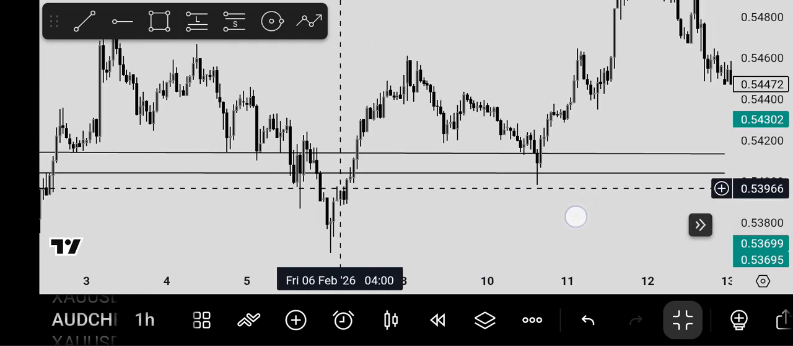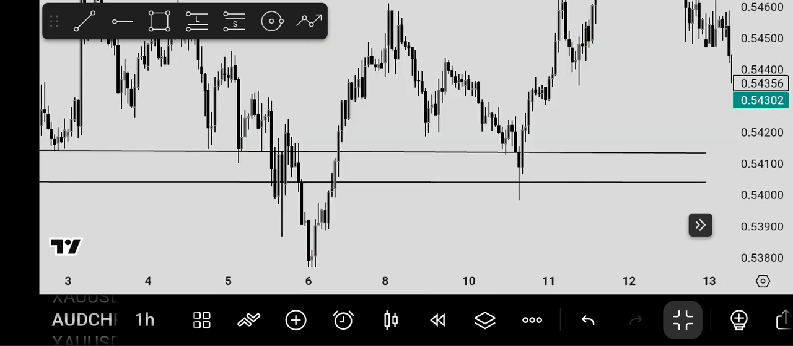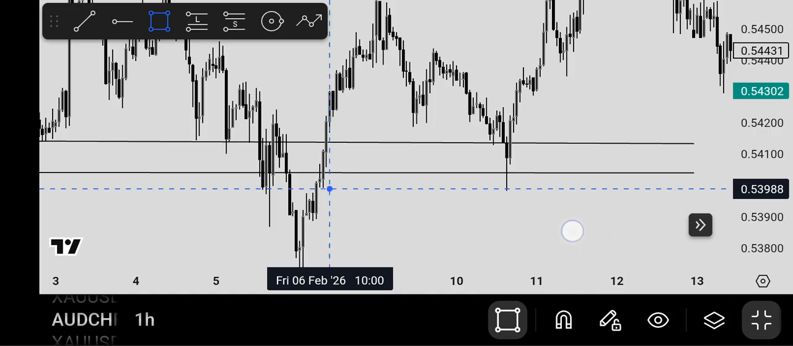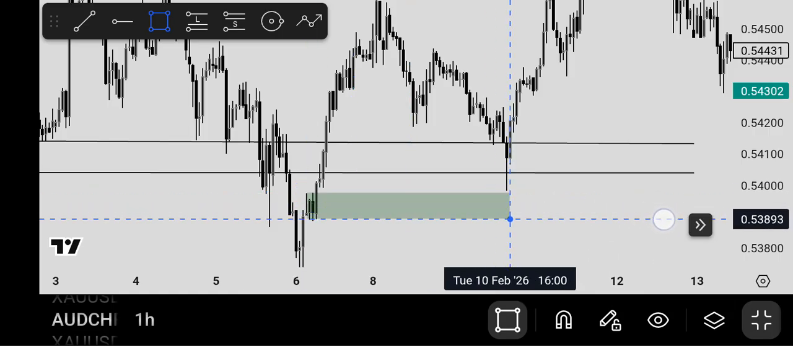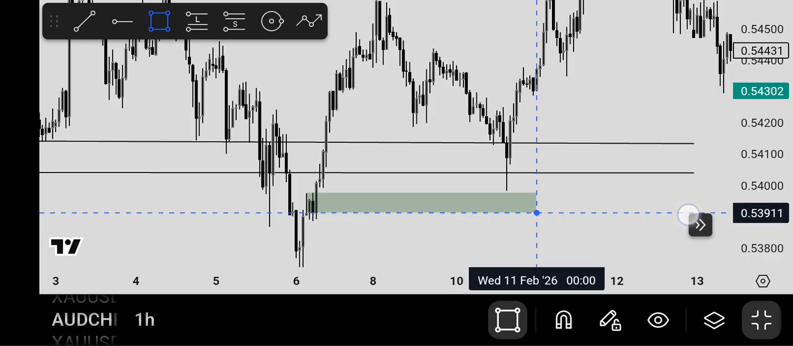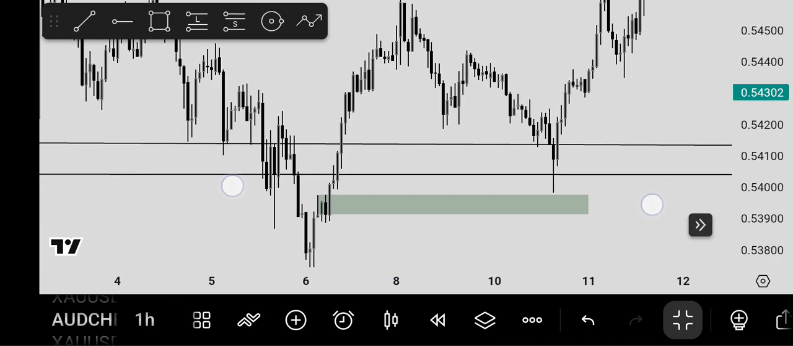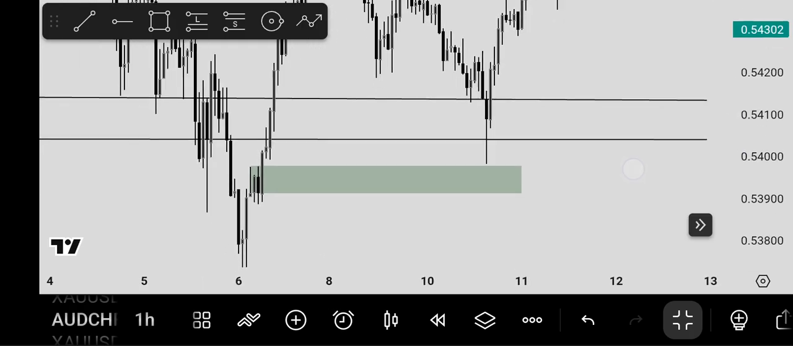And when it happened, we had a consolidation. We had a consolidation candle here, just before that push to the upside. A consolidation candle here. And that is where we were looking to buy from, which is here.